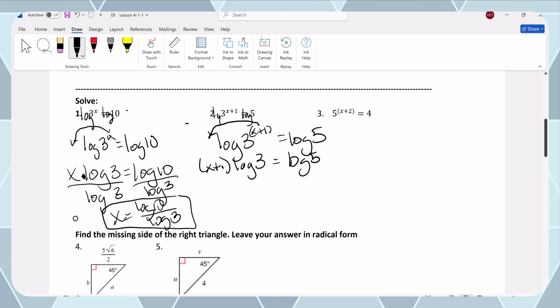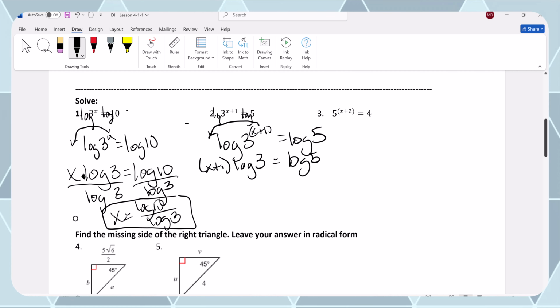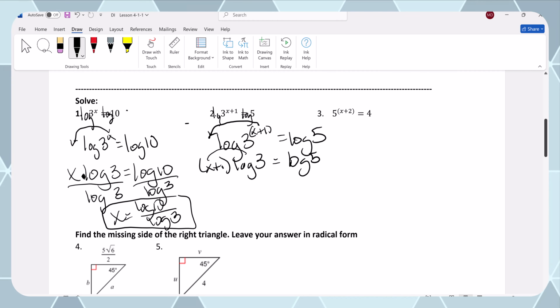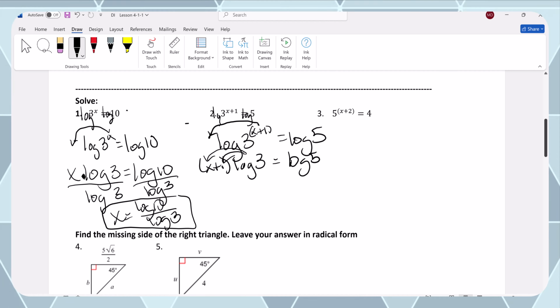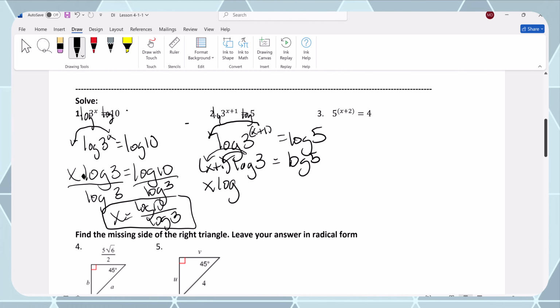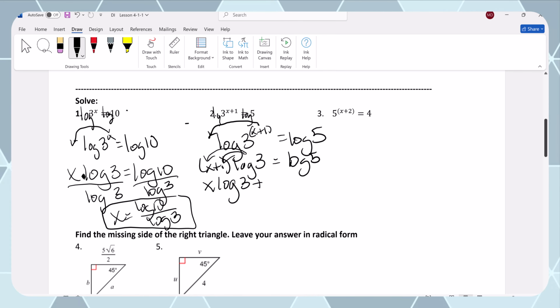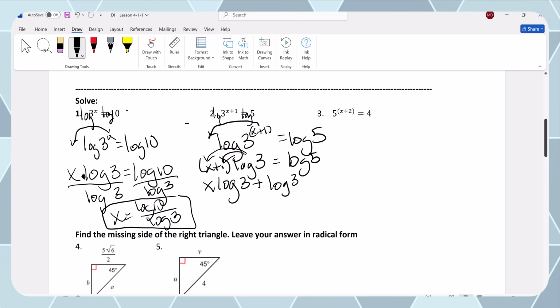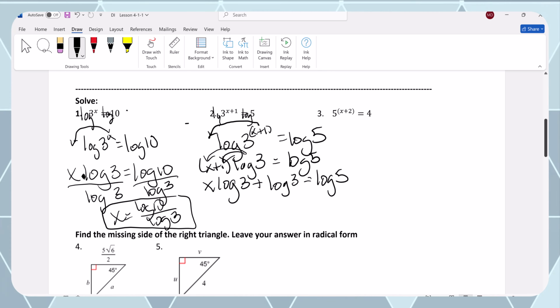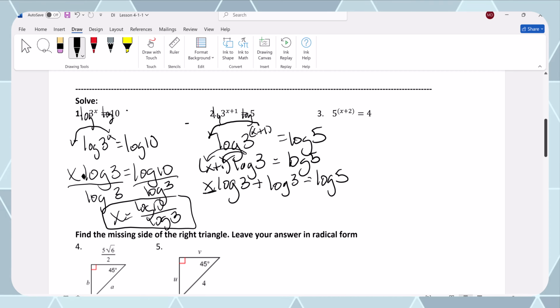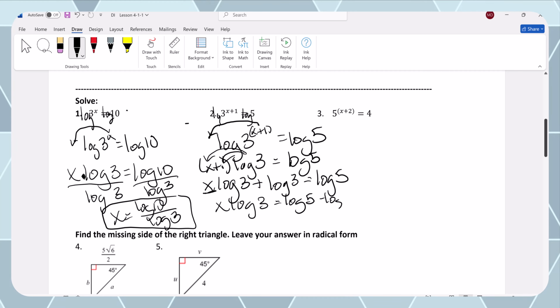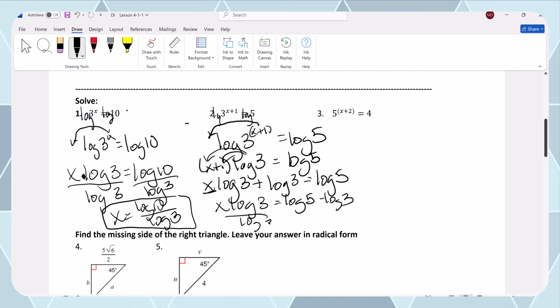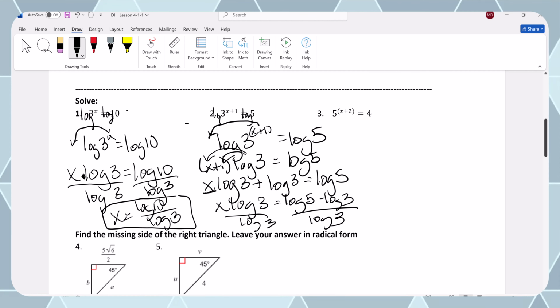Now there's a few ways to solve this. You can distribute the x if you want, right? Like I can distribute this log 3 to both of those, or I can divide both sides by log 3. It doesn't matter. Whichever one you find easier. x plus 1 times log 3 becomes x log 3 plus log 3, and that equals log 5. So I have to get x by itself, so subtract log 3. And then divide both sides by log 3. That's your answer.